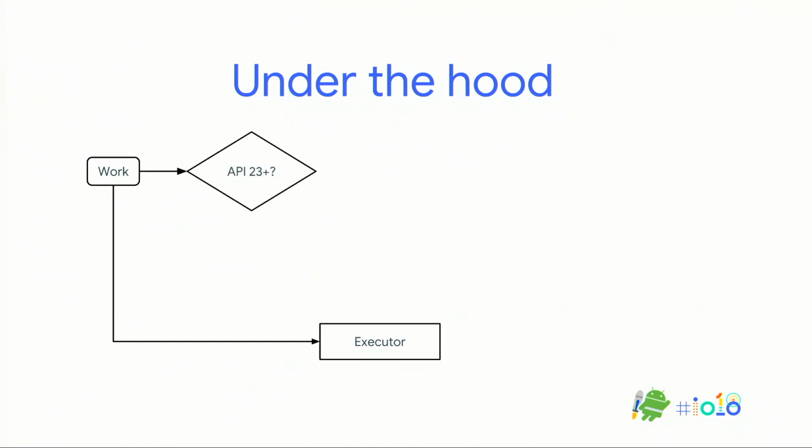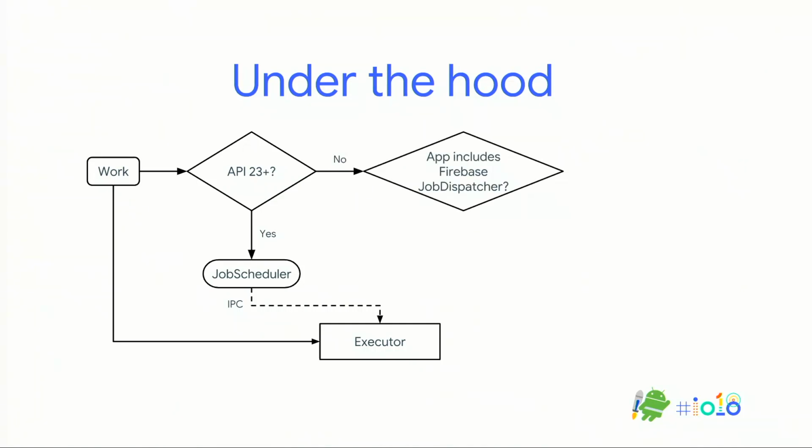But let's say that your process gets killed. Well, what happens then? How does it get woken up, and how does this work run again? So if you're on API 23+, we send it to Job Scheduler as well. And Job Scheduler invokes an IPC, wakes up your process. It goes to the same executor, and that's where it runs. If it's an older device, and you use Firebase Job Dispatcher and use our optional dependency, we can send it to Firebase Job Dispatcher. Same thing, invokes an IPC, runs it on that executor.